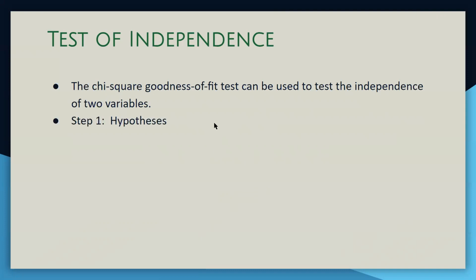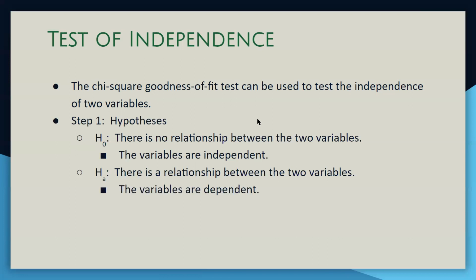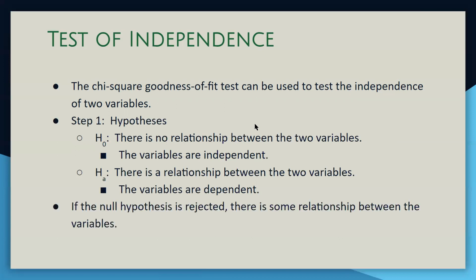Step one, we're stating hypotheses. For tests of independence, the assumption is that the two variables are independent. There is no relationship between the two variables. The alternative is then that the variables are dependent. There is a relationship between the variables. This is going to be true for every test for independence. The only thing that's going to change is the two variables that we're comparing. If the null hypothesis is rejected, then there is some relationship between the two variables that we're comparing.